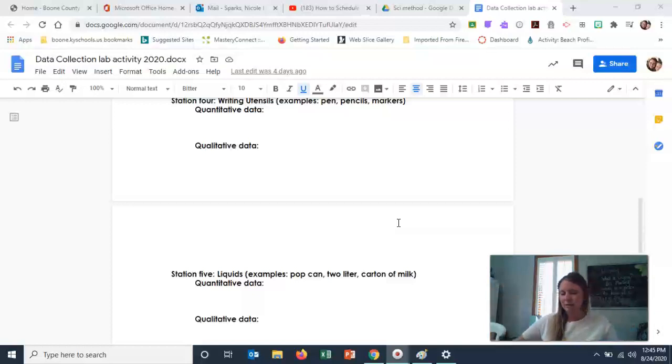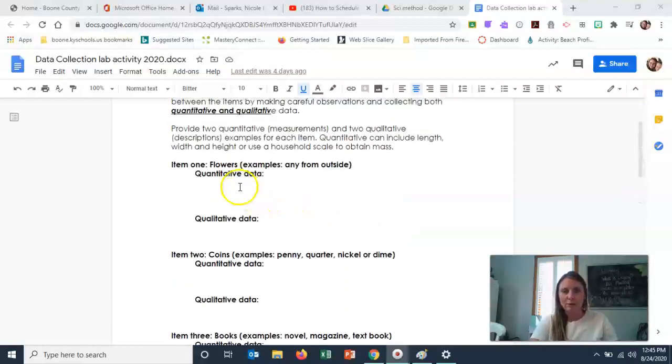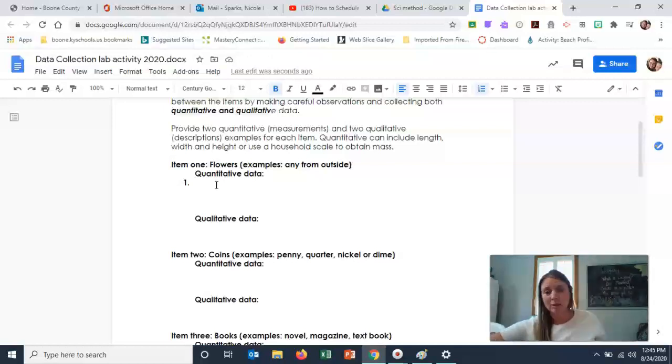So let me go through and talk about a couple of different things. Let's just pretend that we're going to go through this. I'm going to do the flower one with you. So this first one here is quantitative, and they want 2 examples. Let me walk you through first a couple of things you could have handy when we do some of these labs. The first one is going to be a ruler. I have a simple ruler right here.